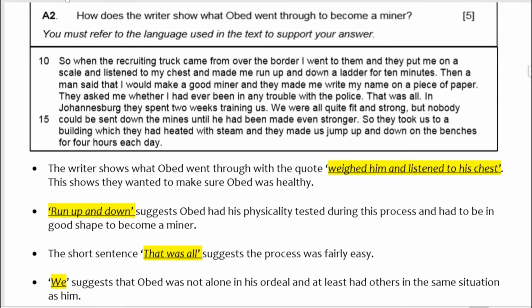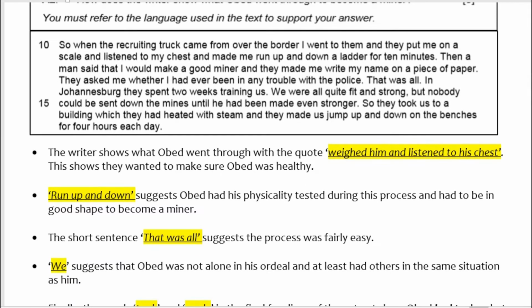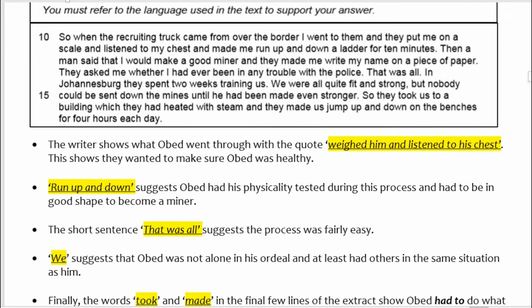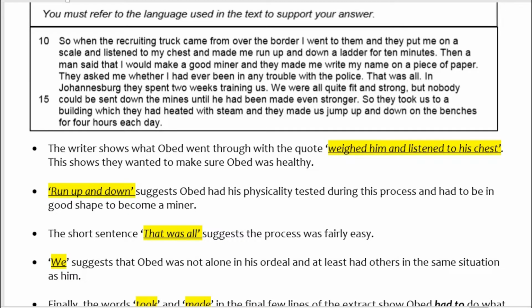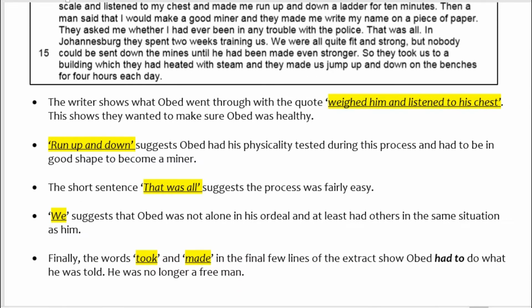The short sentence, "that was all," just literally 3 words. This suggests the process might have been quite easy, quite simple. The fact that Obed says "we" when he's talking about it suggests that Obed was not alone in this and he at least had some others in the same situation as him. And finally, the words "took" and "made" in the final few lines of the extract show Obed had to do what he was told. He was no longer a free man.